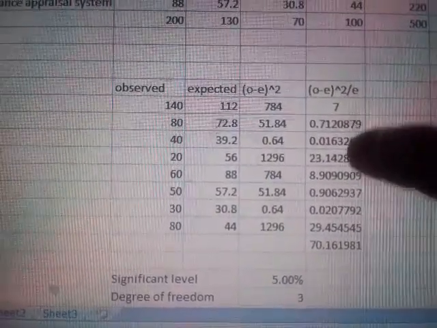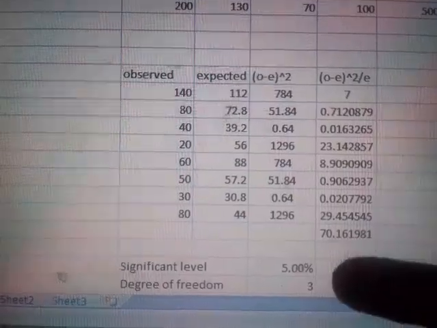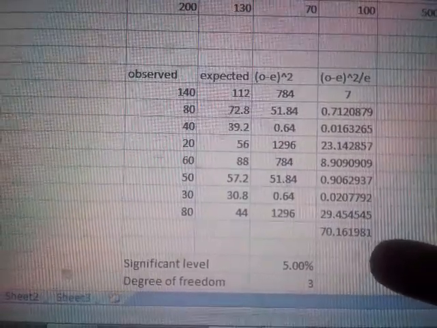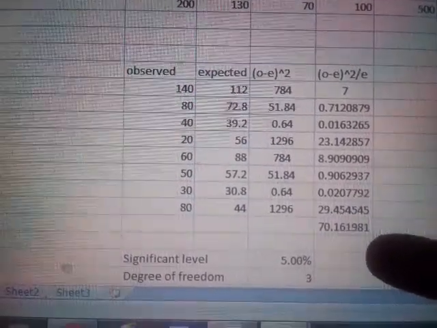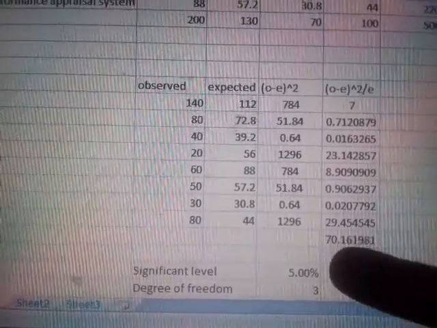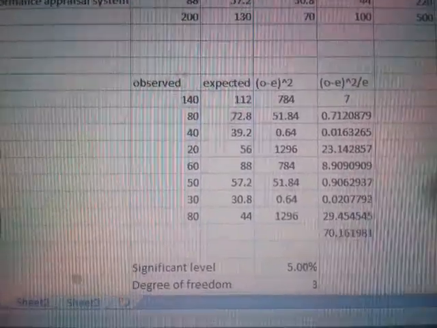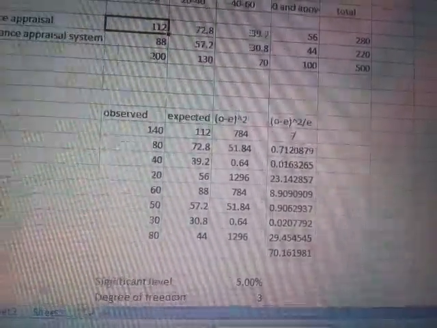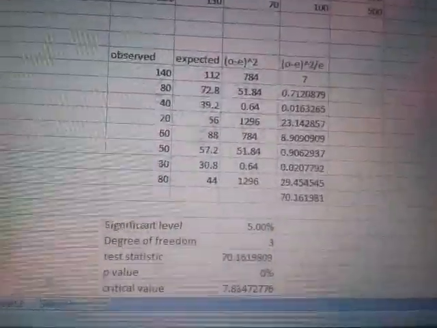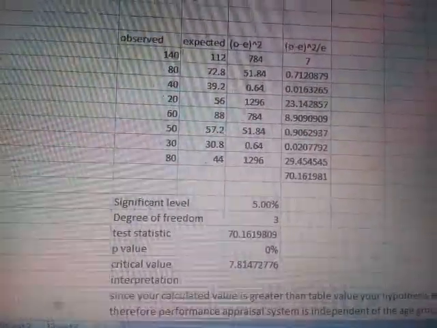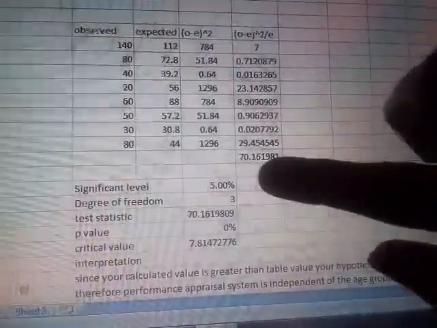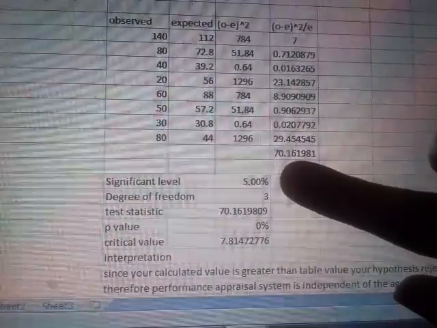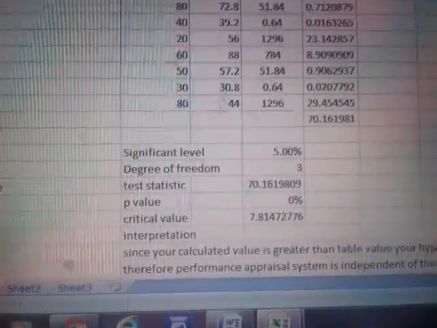If you add these values, this is called your calculated value, 70.16198. You can take 2 decimals. So this is your calculated value. With the help of the data we got the expected value, and after that we calculated your chi-squared. This is the chi-squared value, called your calculated value, 70.16.